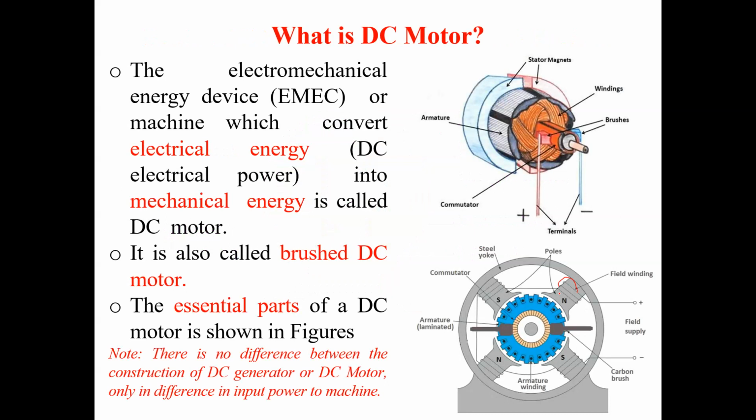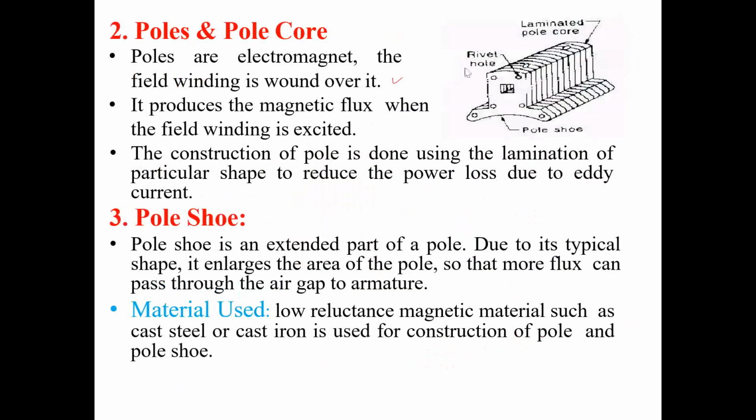Here only field winding is wound on this. So this part is called pole core. And the outer part is known as pole shoe. It produces the magnetic flux when the field winding is excited.